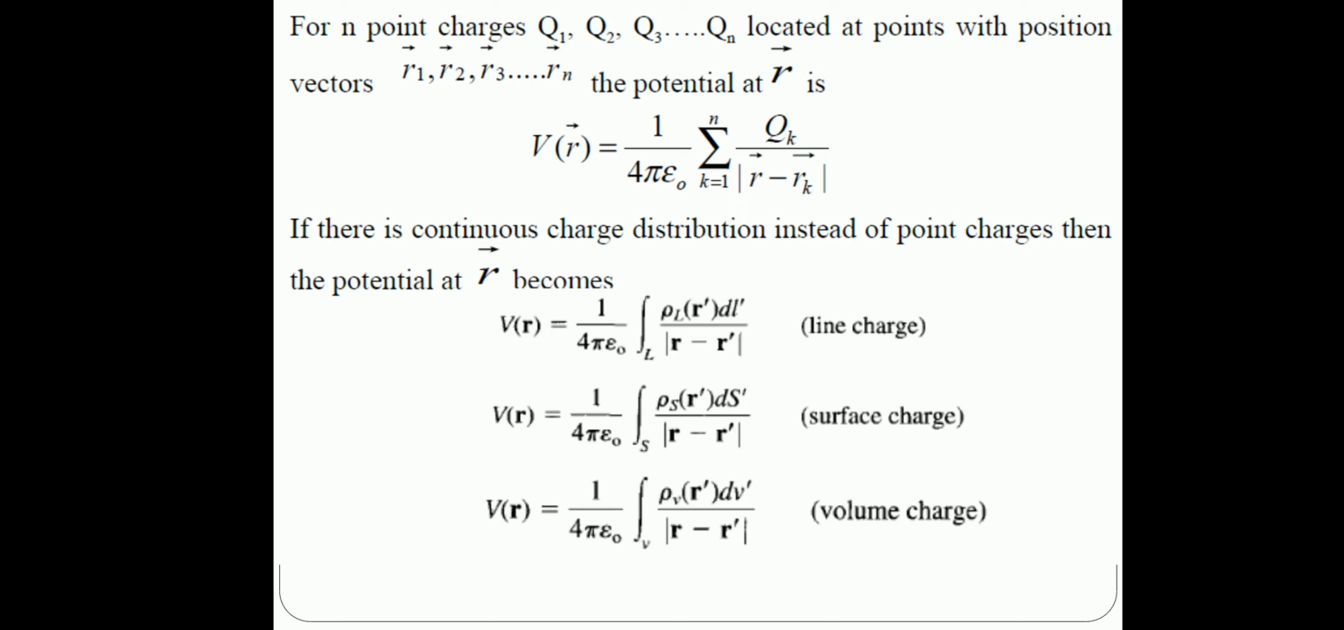And if you have a continuous charge distribution instead of point charges, then we can write the potential at r as V of r equal to 1 by 4 pi epsilon 0 integral of rho l dl dash divided by modulus of r minus r dash, for line charge. If it is a surface charge, it becomes the integral of rho s ds dash. And if it is a volume charge, then the integration is of rho v dv dash. So this is the case for electric potential.